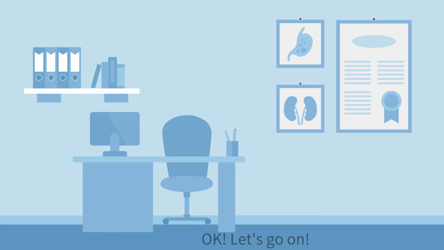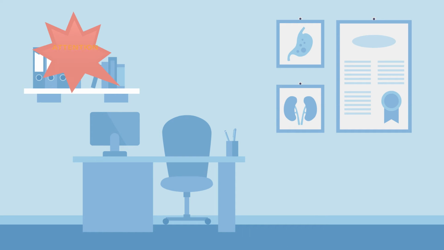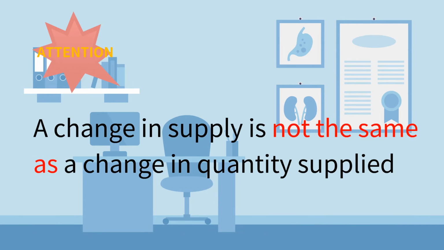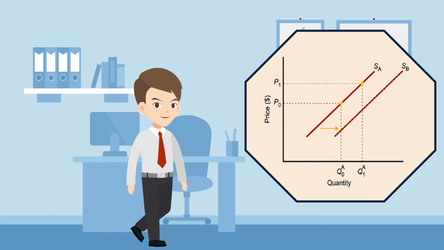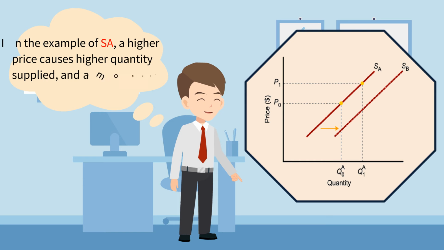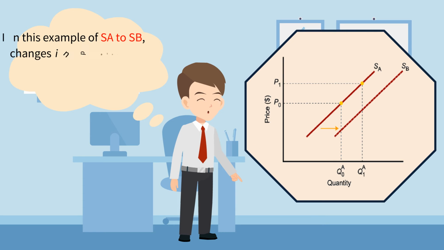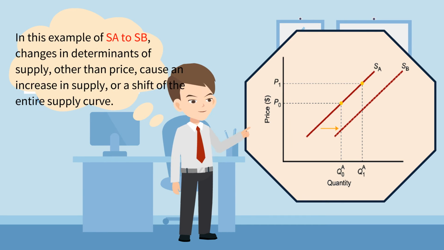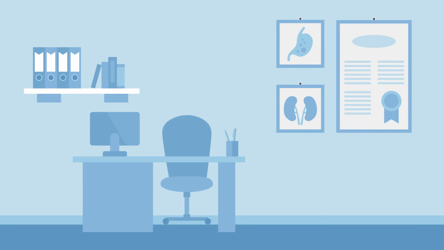Okay, let's go on. A change in supply versus a change in quantity supplied. A change in supply is not the same as a change in quantity supplied. In the example of S, a higher price causes higher quantity supplied, and a move along the supply curve. In this example of S to S', changes in determinants of supply, other than price, cause an increase in supply, or a shift of the entire supply curve.